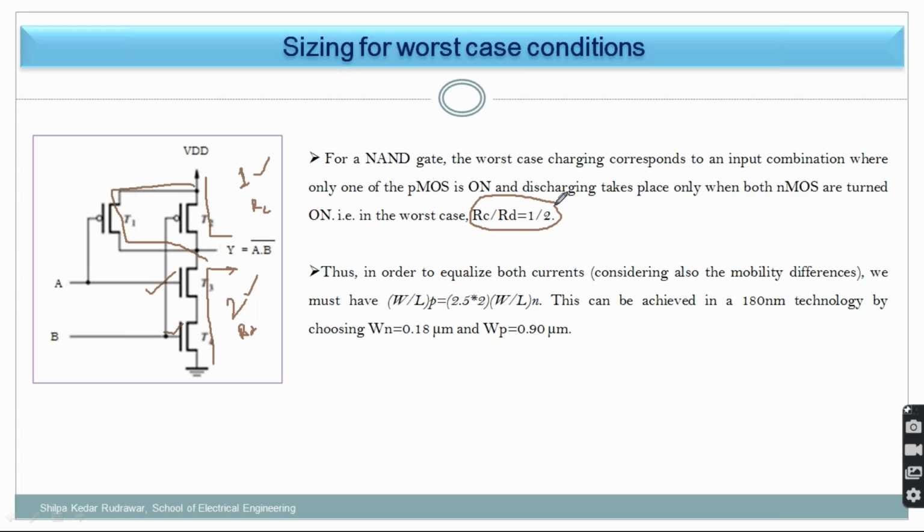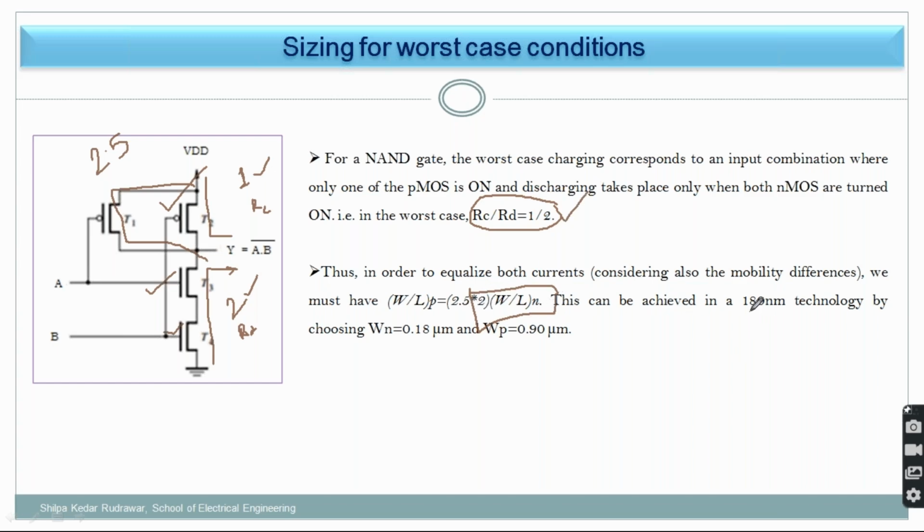Here we are considering 2.5 times, it should be more. So that's why I need to increase the W by L ratio of this PMOS. By how much? 2.5 times, because the mobility of electrons is 2.5 times greater than that of holes. And that's why it is written here that W by L of P is equal to 2.5 times of N. So what is N over here? That is 2. So 2.5 times of N.